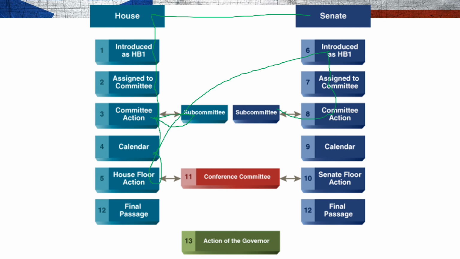They may send it to one of its subcommittees for comment, for their own set of hearings, their own set of debate. Then the committee takes action. Again, the committee can refuse to recommend the bill for consideration by the whole floor, or by the whole chamber. The committee can pass it. They can pass it with amendments.